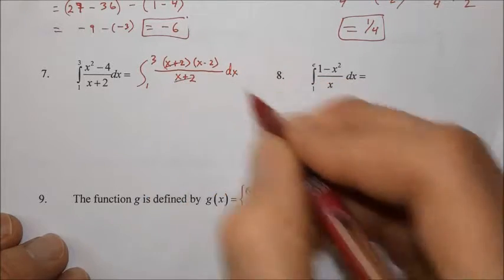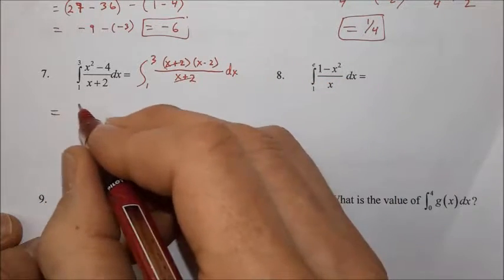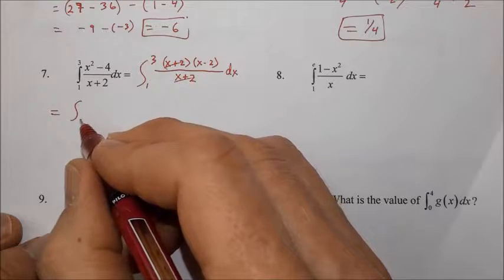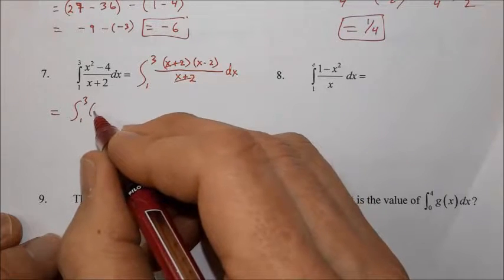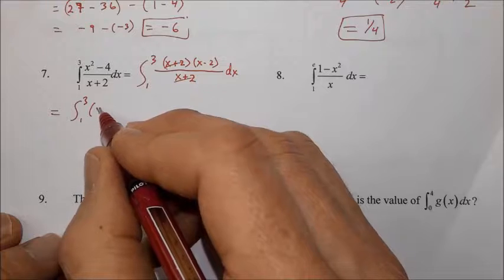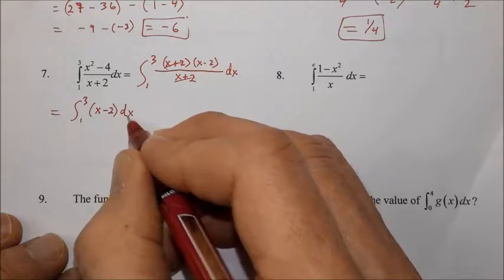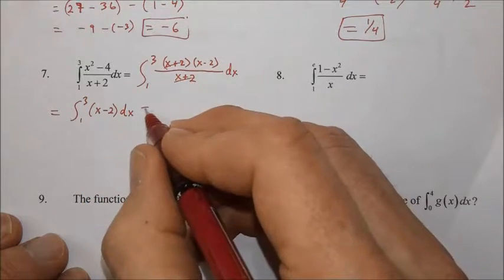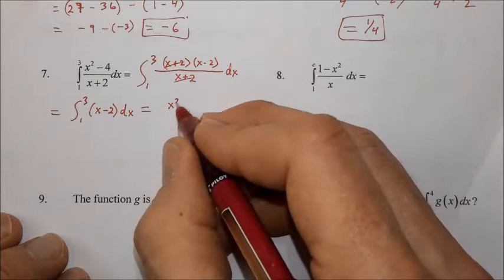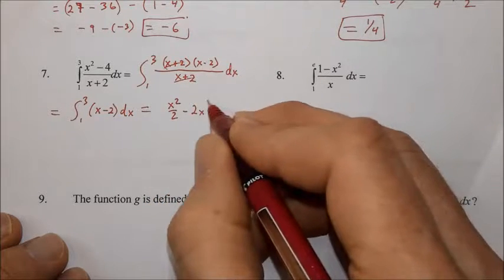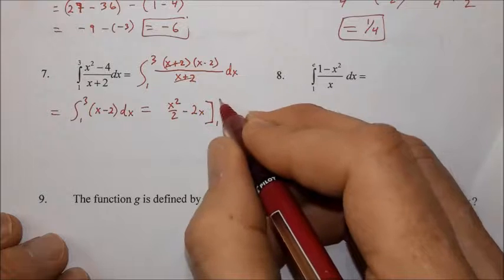Our x plus 2's can now eliminate each other, so what we're really being asked to do is the integral from 1 to 3 of x minus 2 dx. Alright, that's not that bad of an antiderivative. That's x squared over 2 minus 2x. And it's being evaluated from 1 to 3.